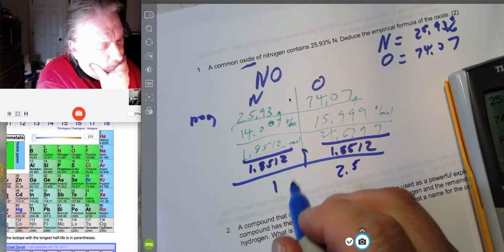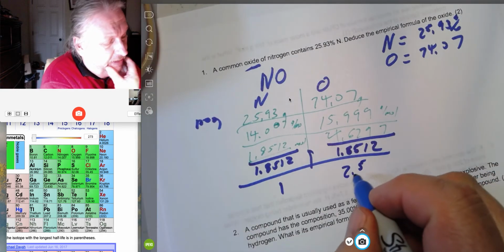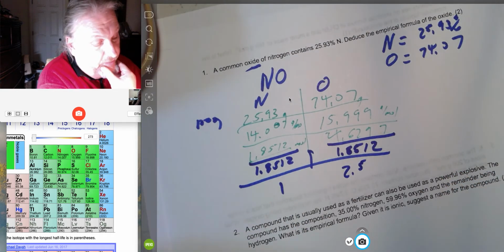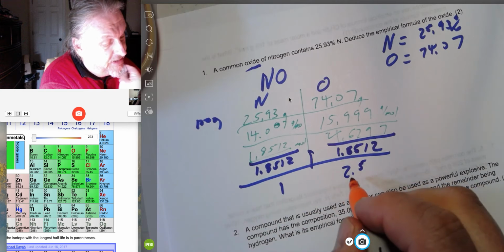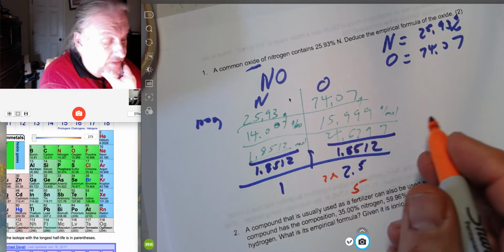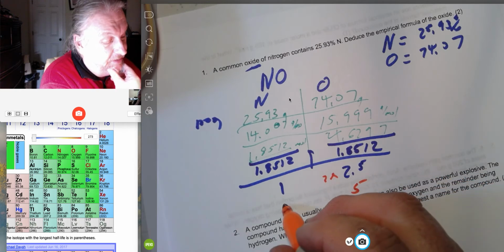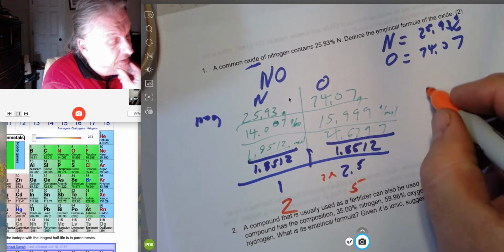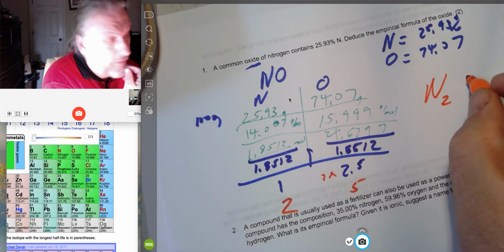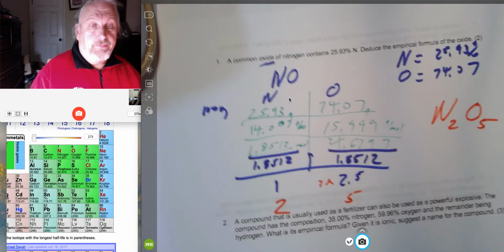Right. So I know I've got N and I've got O, but that's not a whole number. So if I multiply this by 2, that's going to give me a 5, right? That's a whole number. But if I multiply this by 2, I've got to multiply this by 2. So now that's going to give me the empirical formula of N2O5. All right, we've got time for one more.